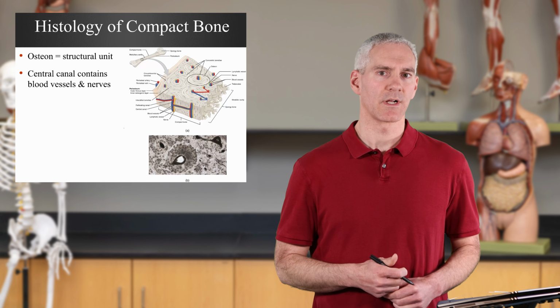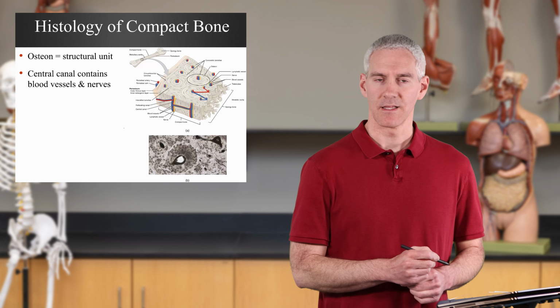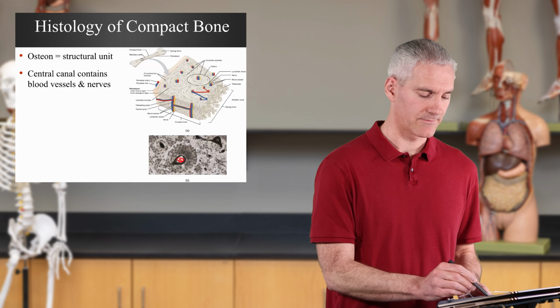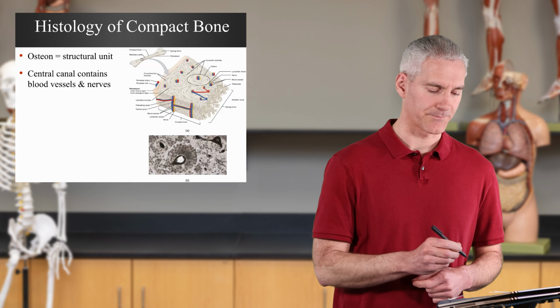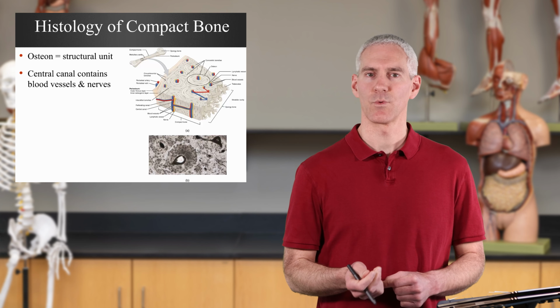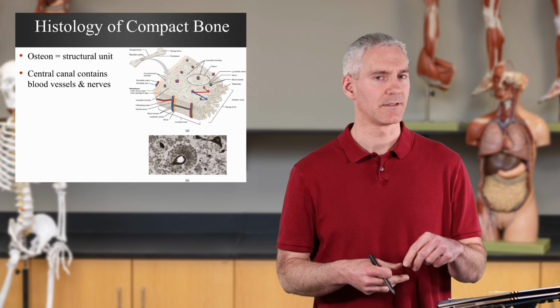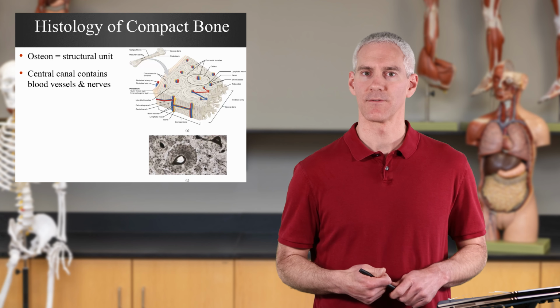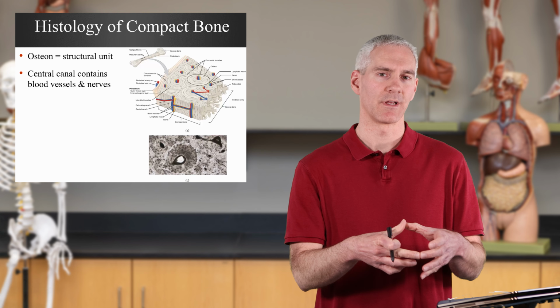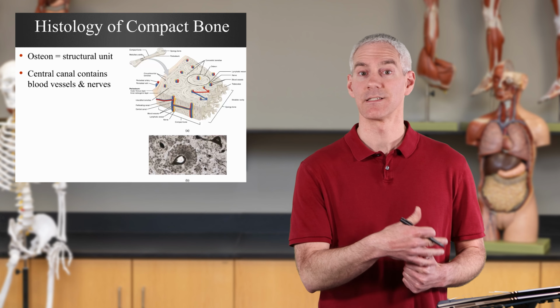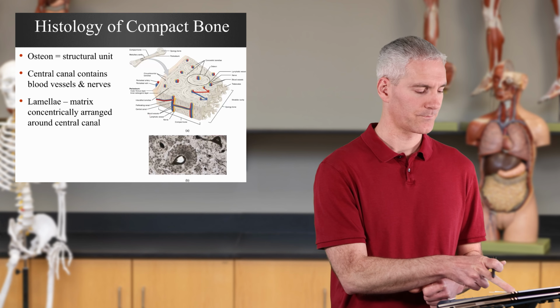You then have the central canal. The central canal is going to be this structure, kind of circling it in. That's the very center of the osteon. The central canal is where your blood vessels, so like artery and vein, as well as your nerves are found. So the central canal is a hollow structure that allows your arteries, veins, and nerves to run through.